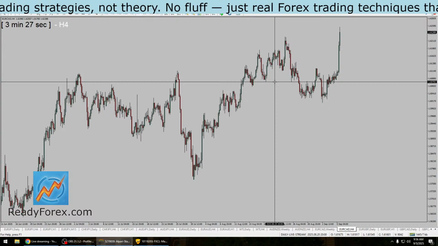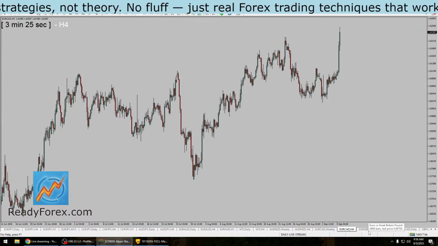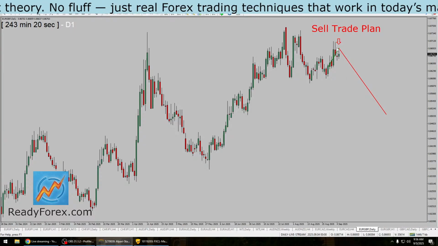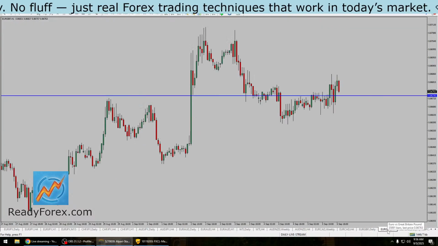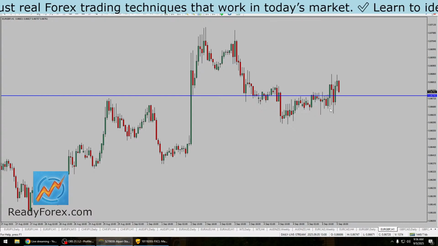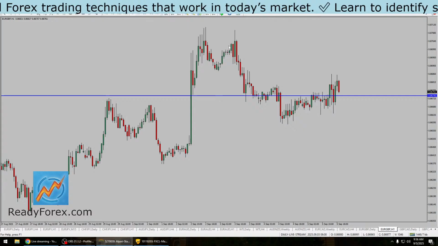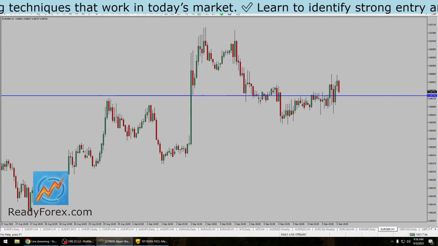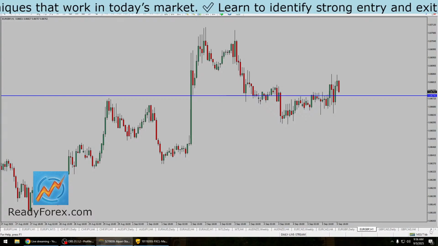Next one is the Euro GBP currency pair, daily time frame. Euro GBP, this was the sell trade plan. I actually took some sell trades in the last few trading sessions. Euro GBP is probably going to start the decline over here. Use your own day trading strategies to look for potential sell trade setups.